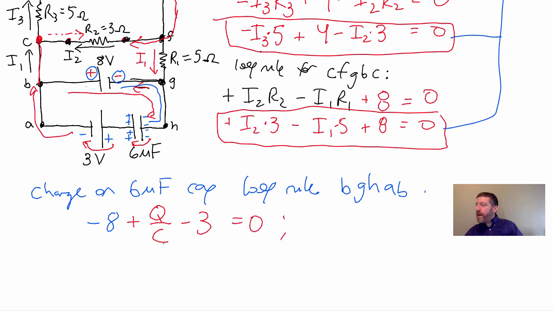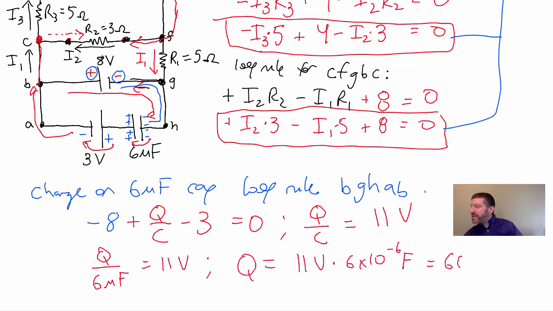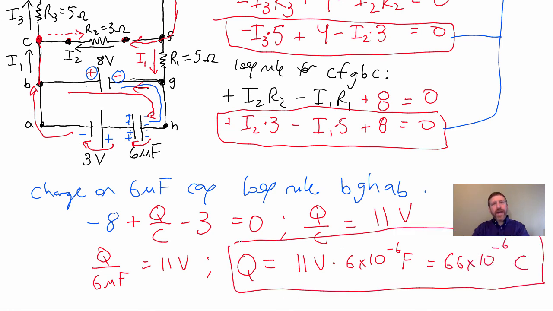So in other words, when I put Q over C on one side and the rest on the other side, Q over C is 11 volts, and that means that Q over 6 microfarads equals 11 volts. So the charge on the capacitor is 66 times 10 to the negative 6 coulombs. But again, if there's any way to avoid this, you're going to want to use reduction because it is much, much easier. It takes a lot less time.